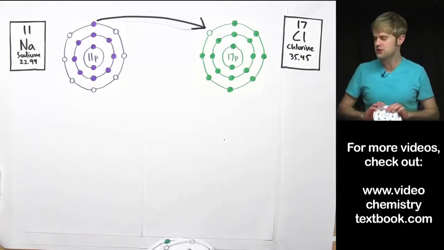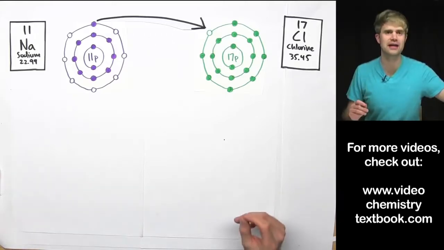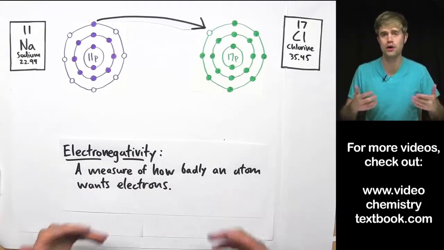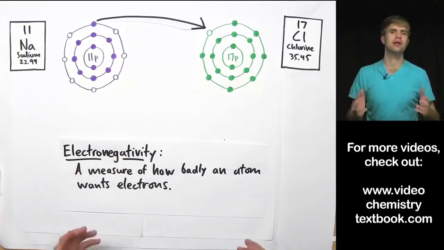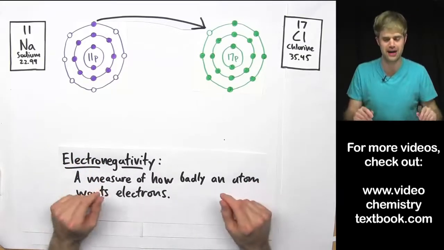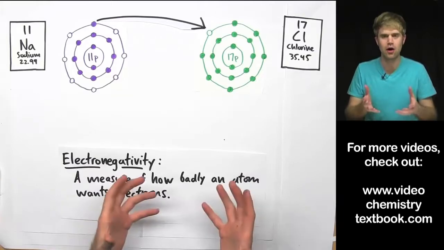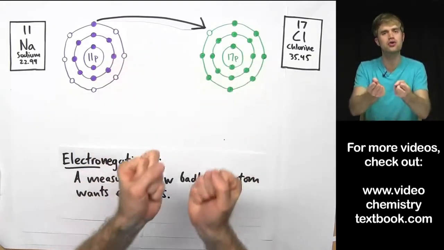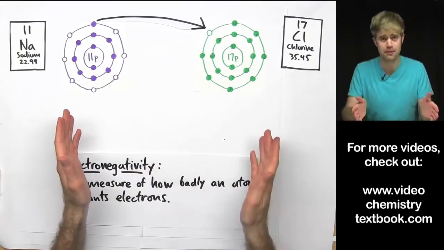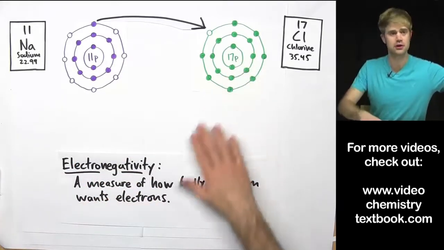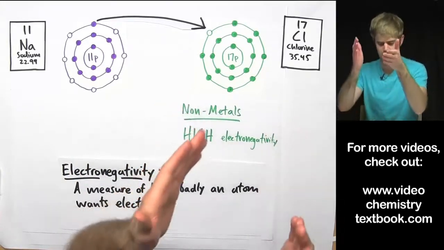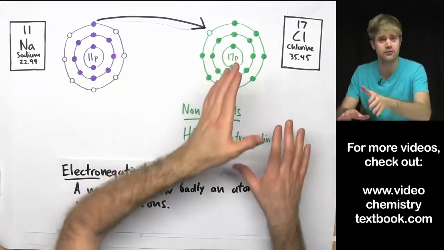The answer has to do with a topic called electronegativity. Electronegativity is a measure of how badly an atom wants electrons. The higher an atom's electronegativity, the more greedy it is for electrons, the more it wants to try to steal them from other atoms. So in ionic bonding, there are electron givers and electron takers. This has to do with whether an atom is a metal or a nonmetal. Nonmetals, like chlorine, all have a very high electronegativity. They are very greedy. They want other electrons very, very badly.